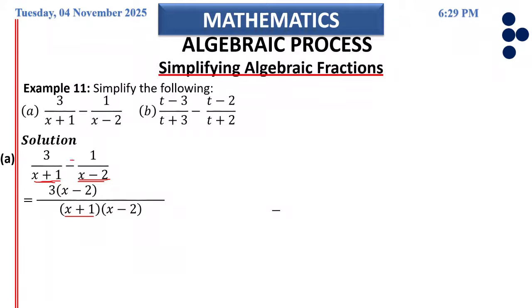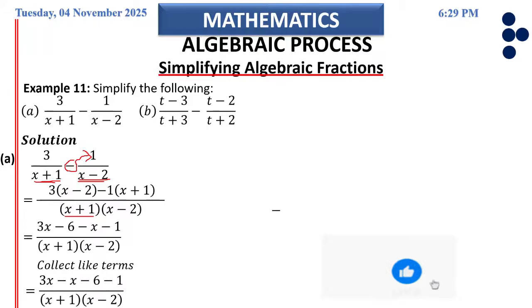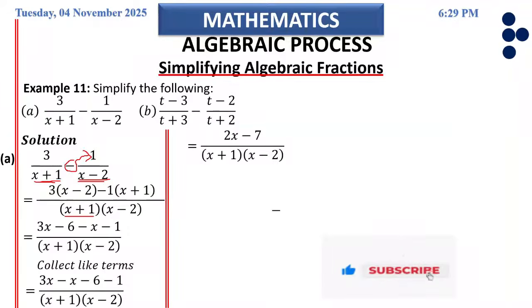So then, don't forget this sign of minus 1. Minus 1 times the resulting value, which is s plus 1, minus 1 times s plus 1. So what does that give you? You expand. If you expand, then you collect like terms. If you collect like terms, of course, you have that. And if you solve it further, you have 2s minus 7 over that final answer there. And for B, the same procedure.